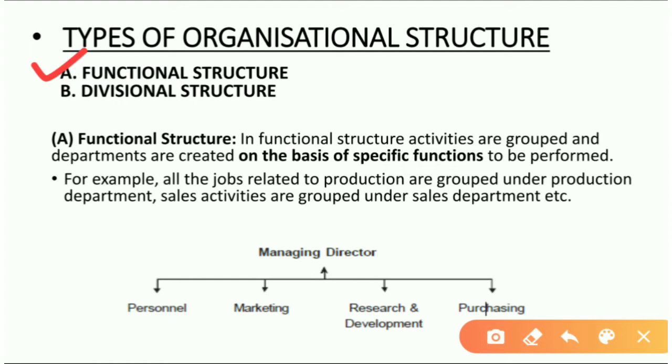Some are doing manufacturing work, some are doing selling work. There are many different varieties of organization doing different jobs, so as per their organization they can choose whatever structure suits. Basically there are two categories of organizational structure. The first is functional structure and the next is divisional structure. Now let us understand what they mean.